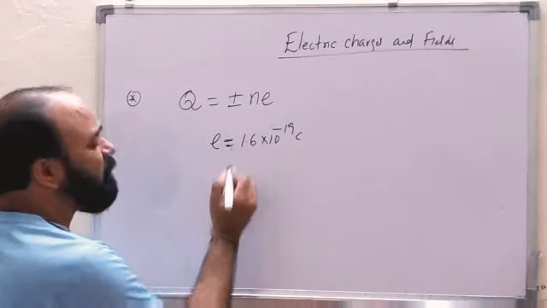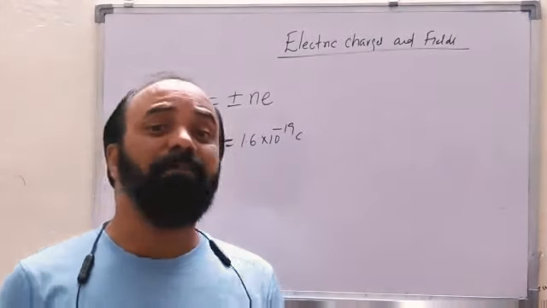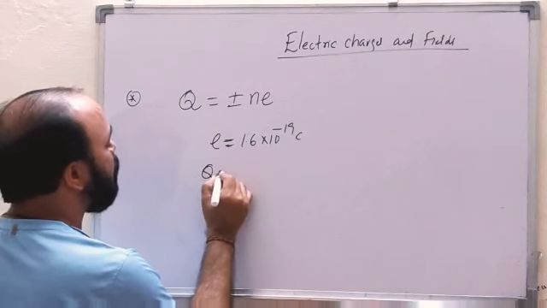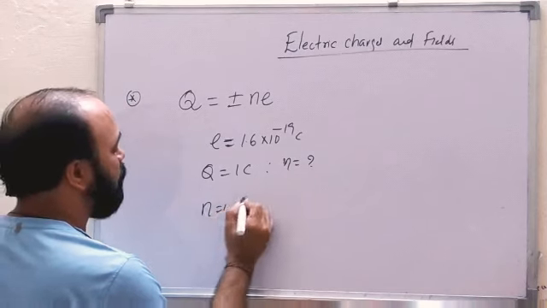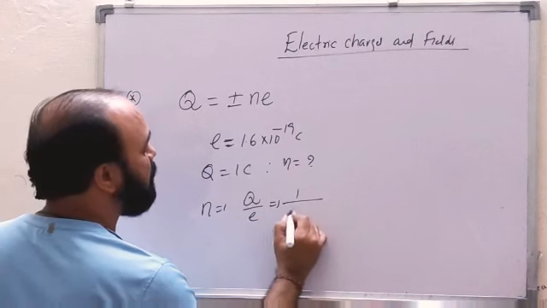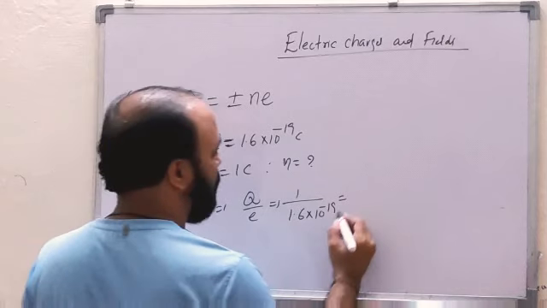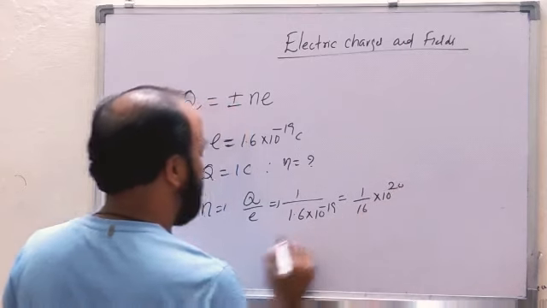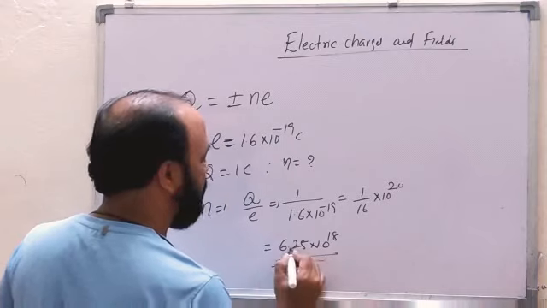Now, if you watch the previous year question papers, they used to ask a question from this area. Calculate the number of charges in 1 Coulomb charge. Here Q is given as 1 Coulomb, and they ask for the value of N. So N equals Q by e. Q is 1, e is 1.6 into 10 power minus 19. This we can write as 1 by 1.6 into 10 power 19, which is 6.25 into 10 power 18. These many charges we have.